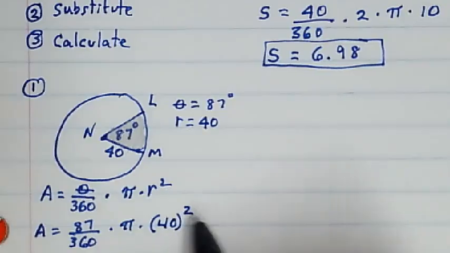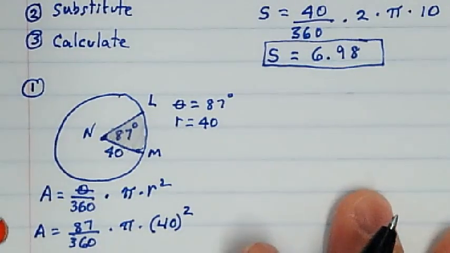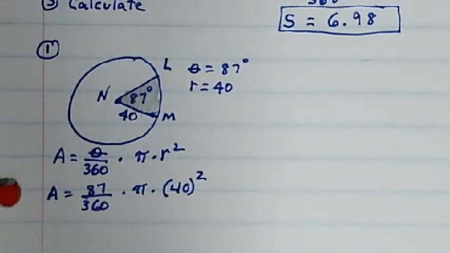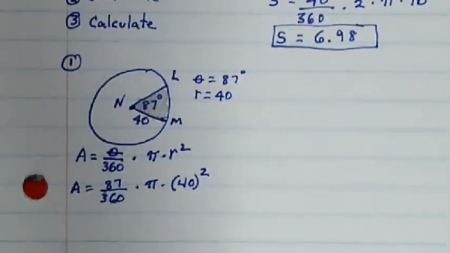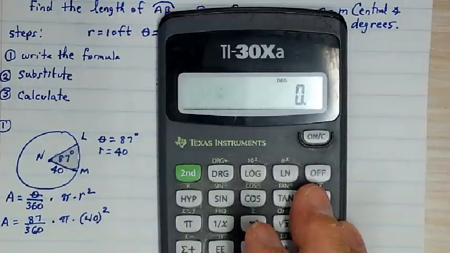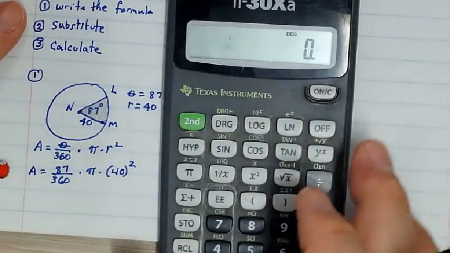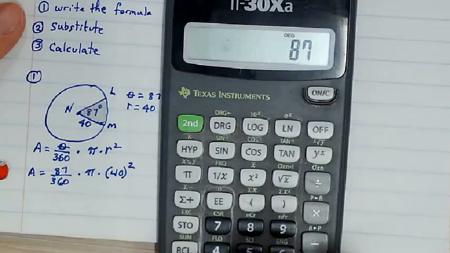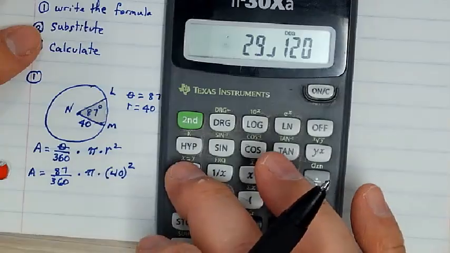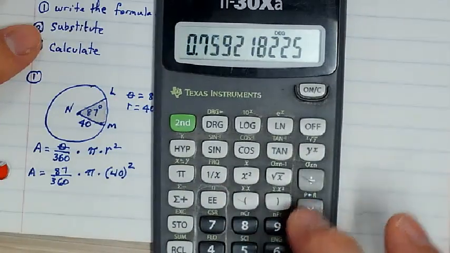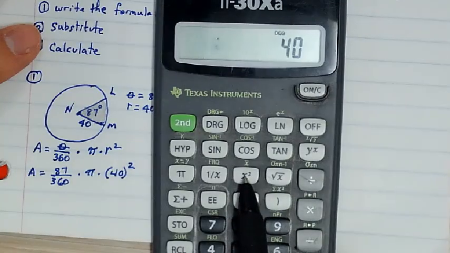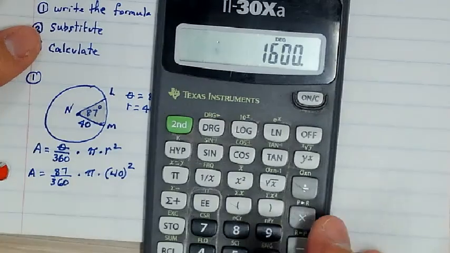Then once you get to that point, don't do any more arithmetic. Use that calculator. Can you grab that calculator? We're going to do 87, ABC 360. We're going to multiply that by the pi button. And we're going to multiply that by 40, but before we hit equals, we have to square. So hit the x squared button right there. Now, some people were getting 1600 as the answer because they forgot to press equals. You got to press equals.